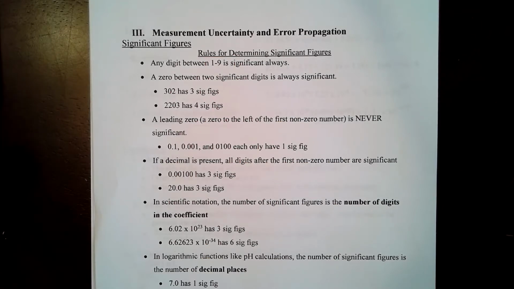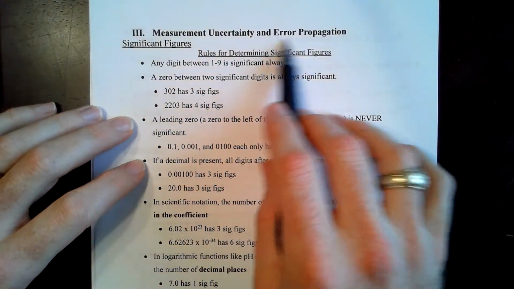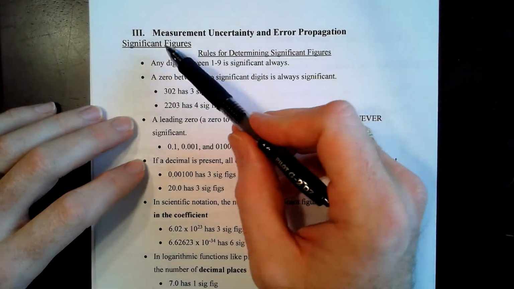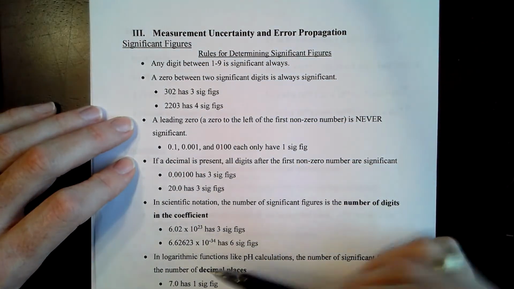Onward to our second video about the topic 1 review. We're going to do measurement uncertainty and error propagation. Well, first we're going to talk about sig figs. Now the rules of sig figs are here.